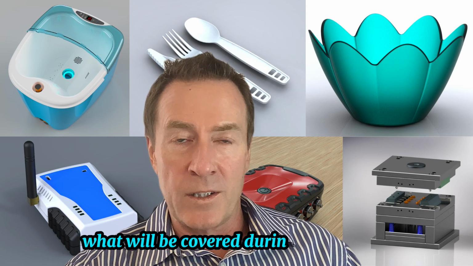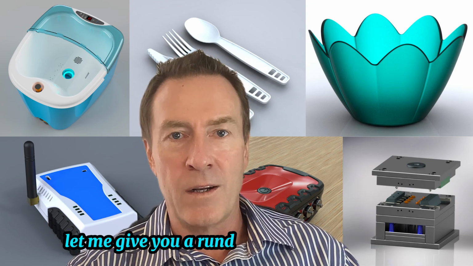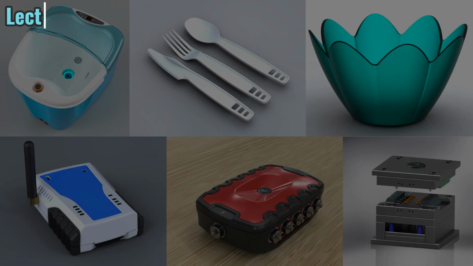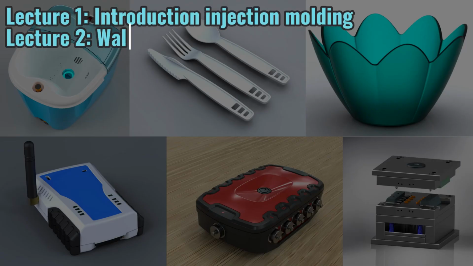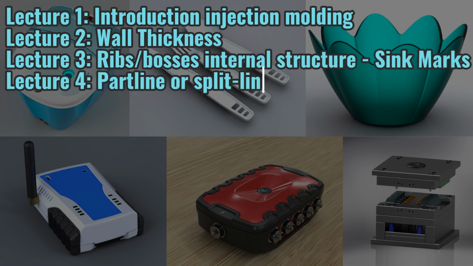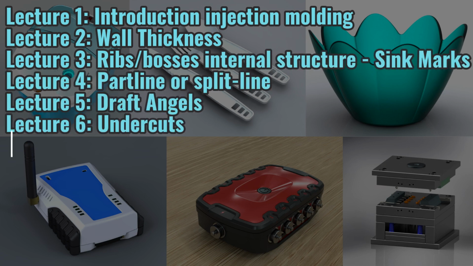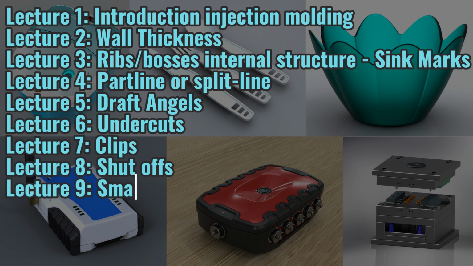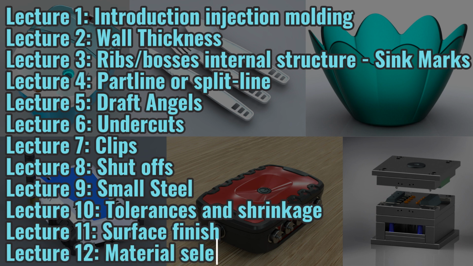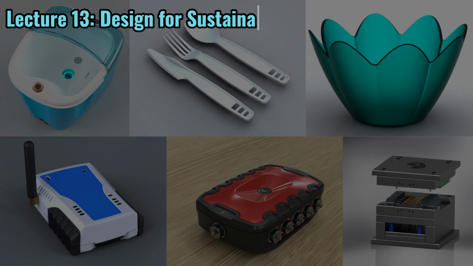What will be covered during this course? Let me give you a rundown on all 18 lectures. We're going to do an introduction to injection molding. We're going to cover wall thicknesses, ribs, bosses, internal structures, sink marks, parting lines, draft angles, undercuts, clips, shutoffs, small steel in the tooling, tolerances and shrinkages, surface finishes, material selection, design for sustainability.